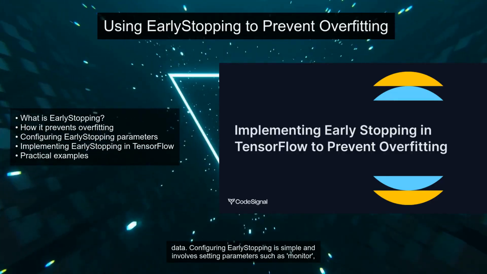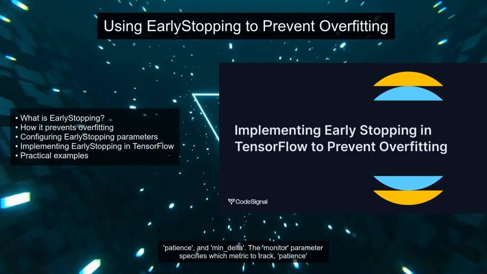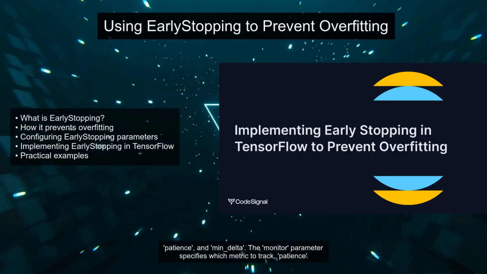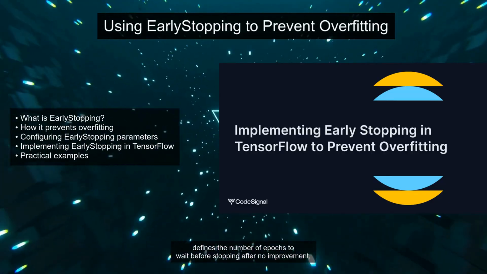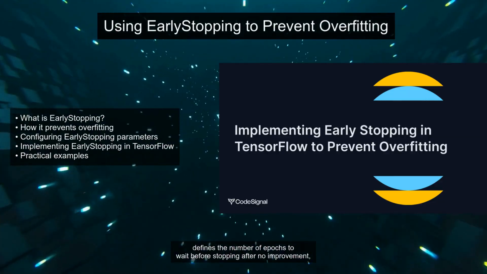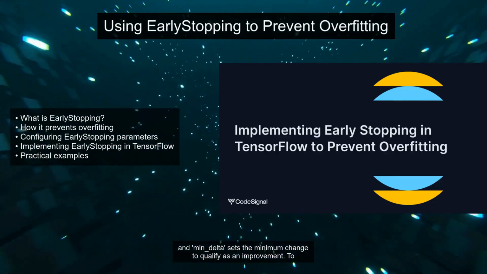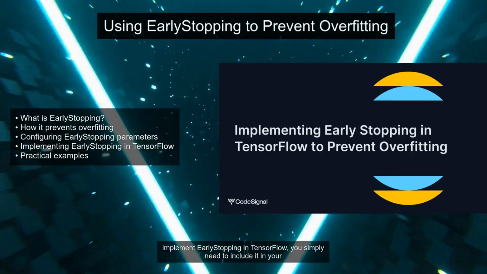Configuring early stopping is simple and involves setting parameters such as monitor, patience, and min_delta. The monitor parameter specifies which metric to track, patience defines the number of epochs to wait before stopping after no improvement, and min_delta sets the minimum change to qualify as an improvement.